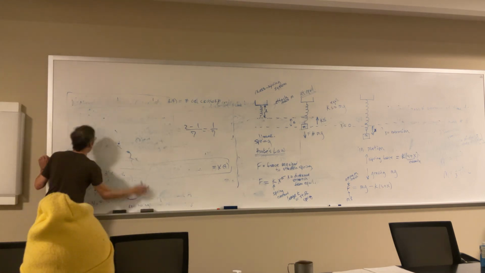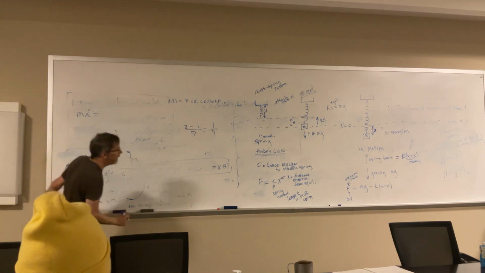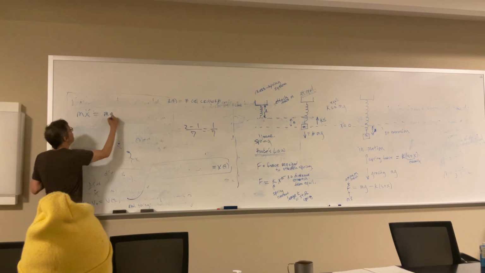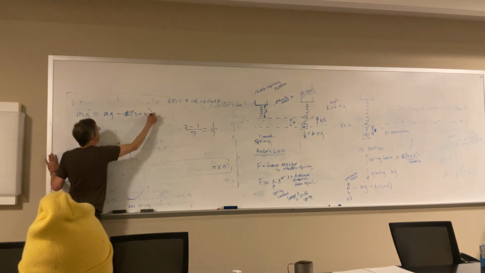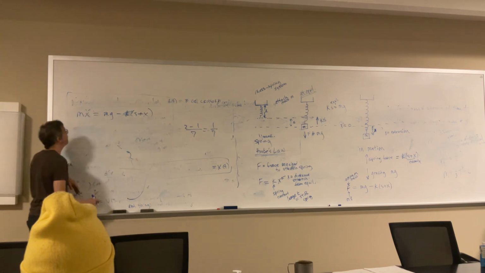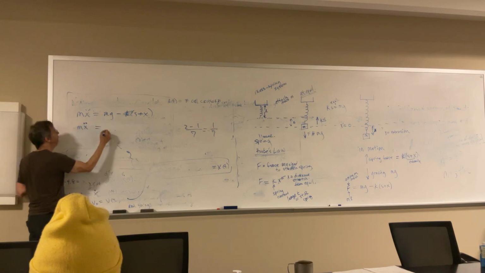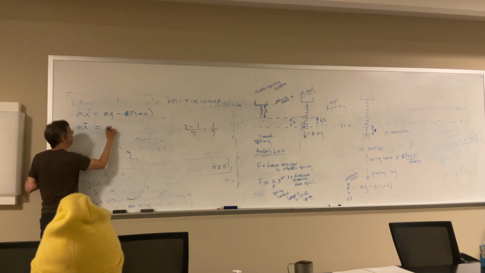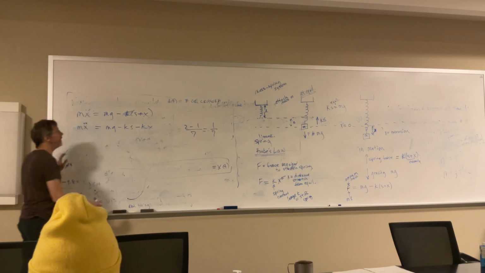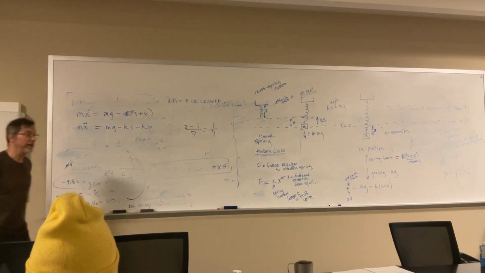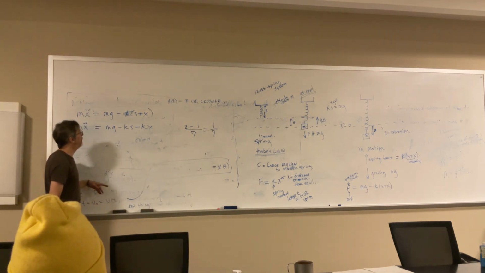All right, so we've got mx double dot, I'm just going to copy it down again, mg minus k times the extension sx. Cool. Let's simplify over here. So we've got mx double dot equals mg minus ks minus kx. Does anything simplify? Oh, wait, we're subtracting it, yeah.